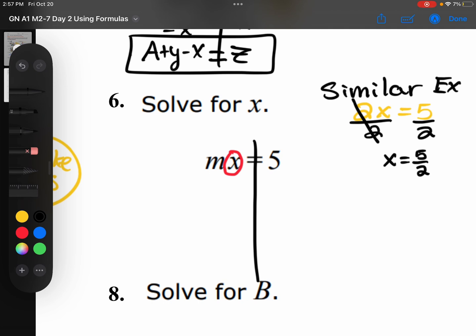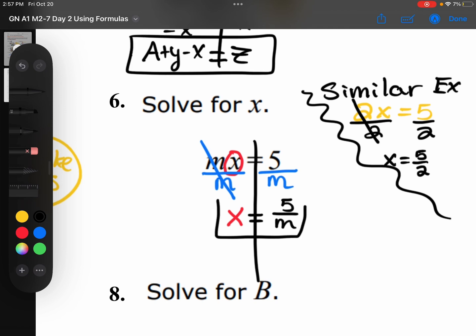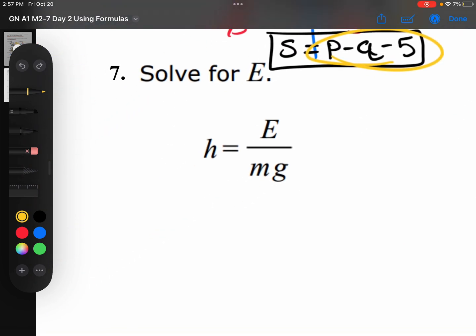Now, we don't necessarily have a 2. So, we have an m. So, what do we need to do? We're going to do exactly the same thing, and we are going to divide both sides by m instead of a 2, because we have an m there. Okay, m over m, those are opposites, so they're going to cancel out. And I'm left with x is equal to 5 over m. Okay, so that is going to be your answer. There's nothing more you can simplify here, so you are good to go. That is your answer. Okay, moving on to 7.